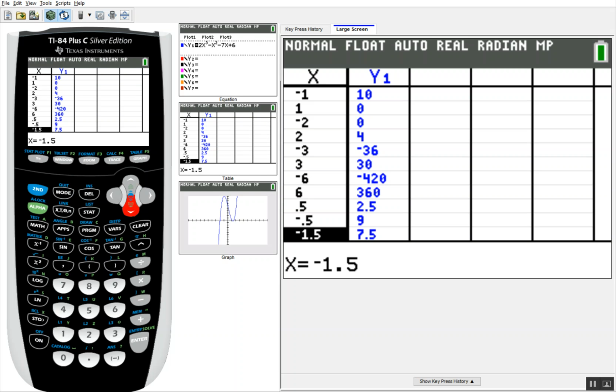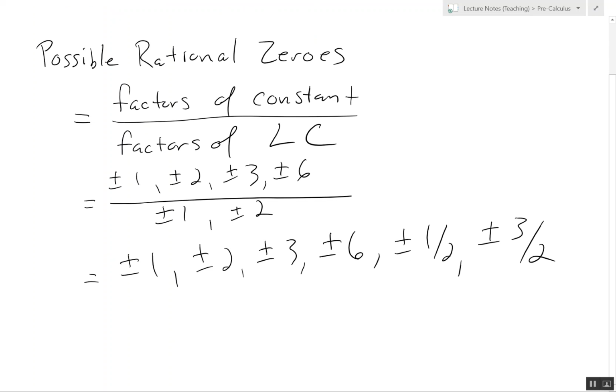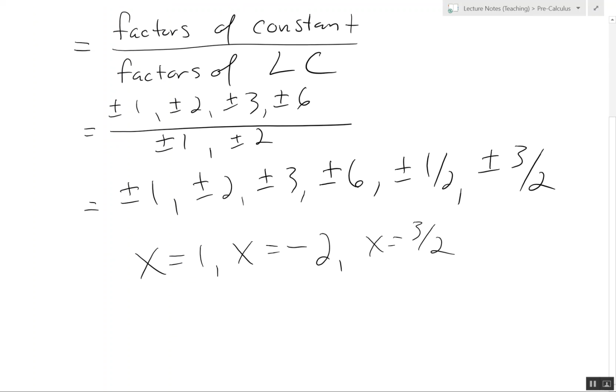So the only one we haven't tried is 3 halves, and that's our other zero. So notice our zeros are 1, -2, and 3 halves. So x equals 1, x equals -2, and x equals 3/2 are the zeros. And actually they are rational zeros.